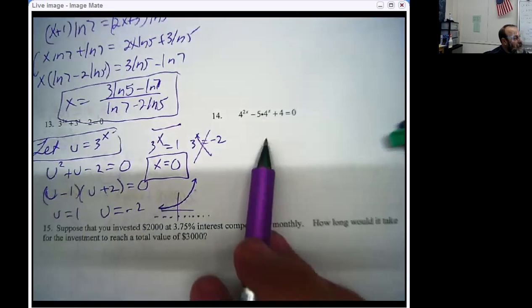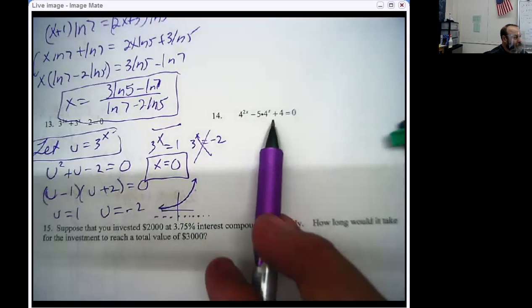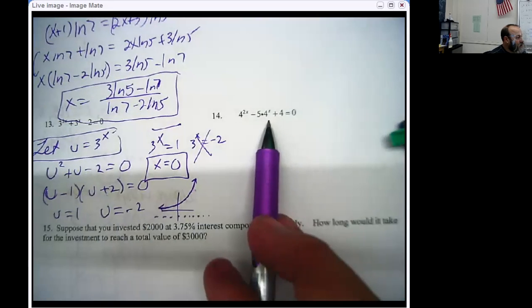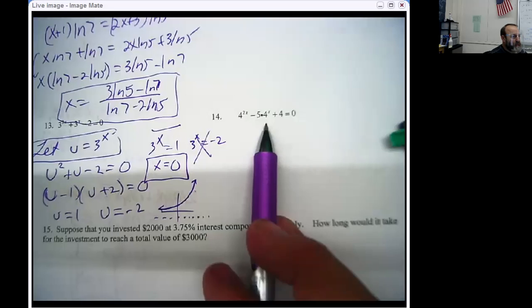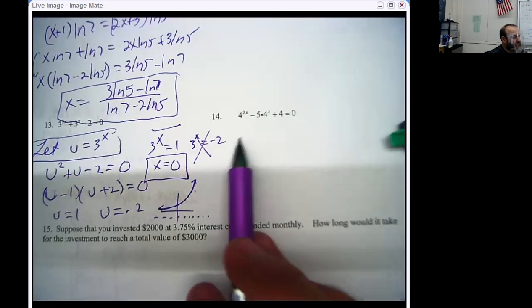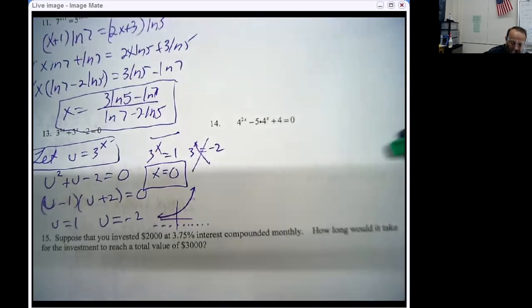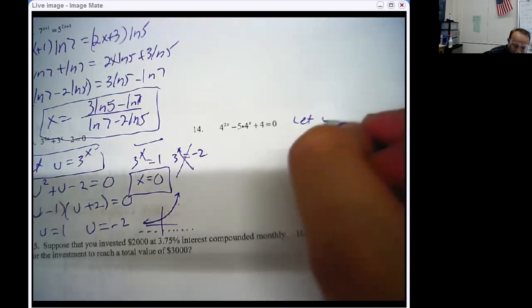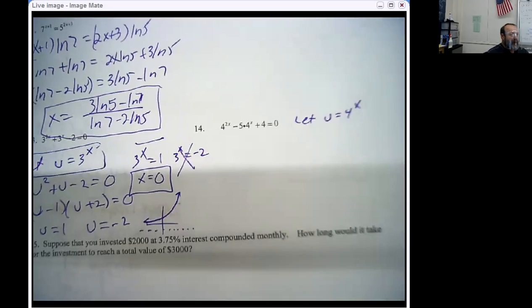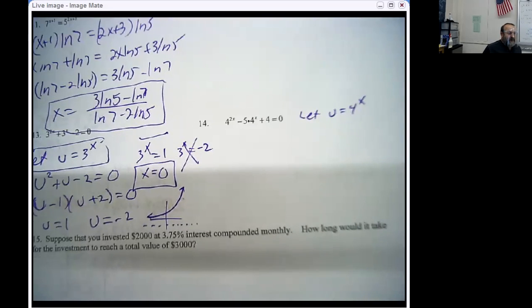So what do you guys think you're going to call this one over here? What are you going to call u in that one? What is the little piece that appears to be repeating throughout the problem? It is 4 to the x, right? So in this problem, and I'm not going to finish this problem, I would say start with u equals 4 to the x and then see what happens.